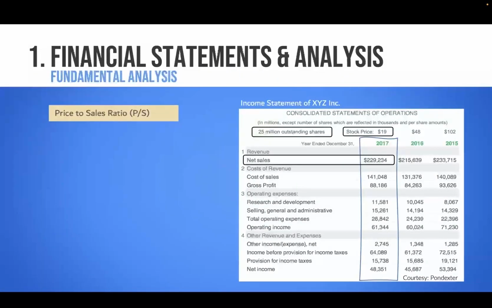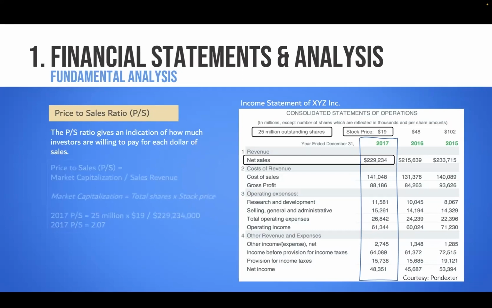And then price to sales. So some companies, they don't have earnings. They're growth companies. They don't have profits yet. So in that case, they usually look at price to sales. So the income statement I have here has the company making profit, $48 million, in 2017. But the PS ratio basically tells you what is the price of a stock compared to the sales they are doing, right? So compared to the sales, what is the market cap divided by sales revenue?